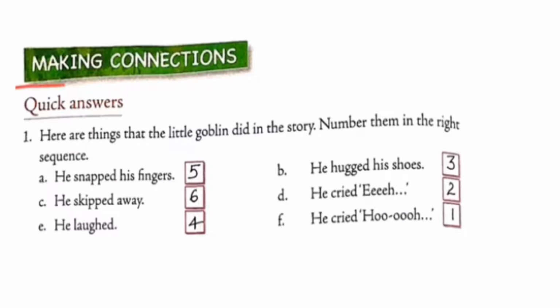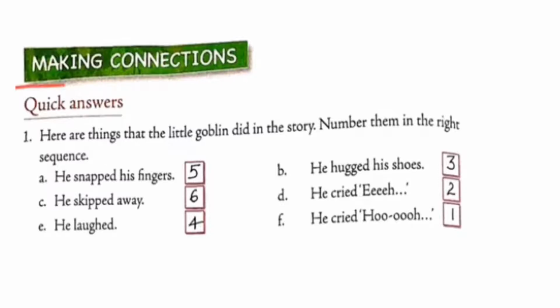So children, see page number 84, making connections. Quick answer. Here are things that the little goblin did in this story. Number them in the right sequence. Here's given: A, he snapped his finger. B, he hugged his shoes. C, he skipped away. D, he cried. E, he hugged. F, he cried.